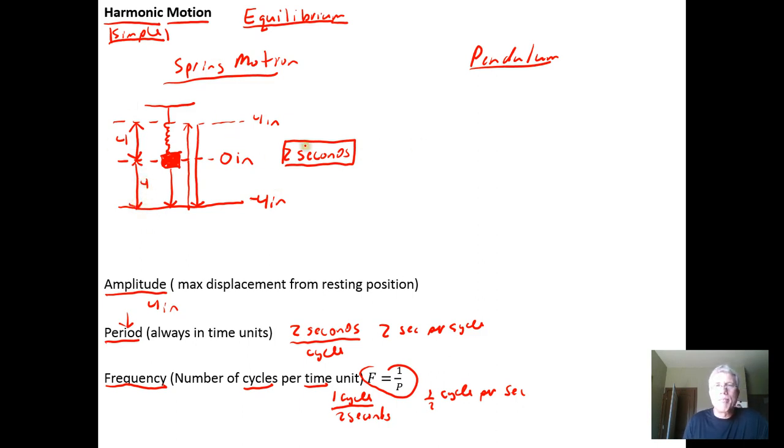So this would be spring motion. And then the other example is pendulum motion. In pendulum motion, you also have a natural resting point or a natural equilibrium point, which is important for harmonic motion. So this equilibrium point would be, I hung a bob or some metal piece at the end of a pendulum arm, and because of gravity, it wants to just sit in this down position. This is its natural 0. So this might be 0 inches.